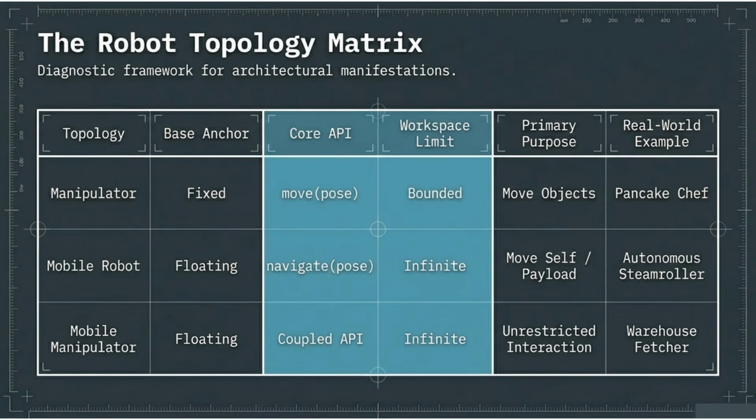The robot topology matrix. Manipulator: fixed base, move pose API, bounded workspace, moves objects, pancake chef. Mobile robot: floating base, navigate pose API, infinite workspace, moves self, autonomous steamroller. Mobile manipulator: floating base, coupled API, infinite workspace, unrestricted interaction, warehouse fetcher. Diagnostic framework: anchor, API, workspace, purpose, real-world example.